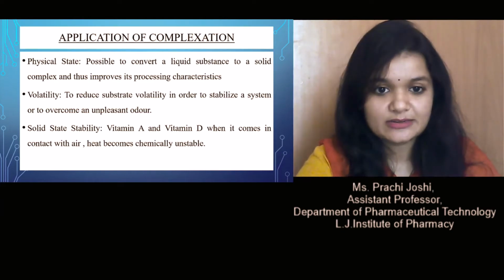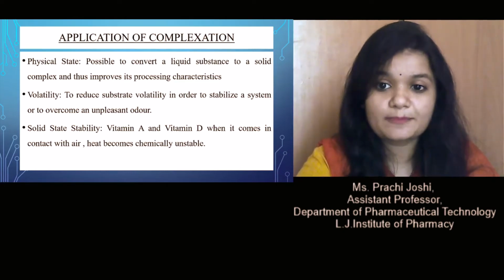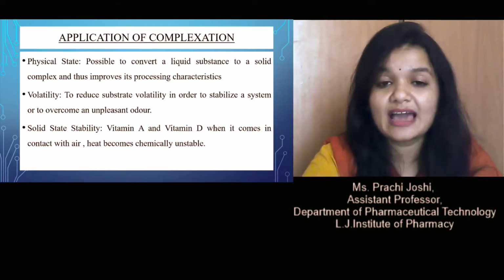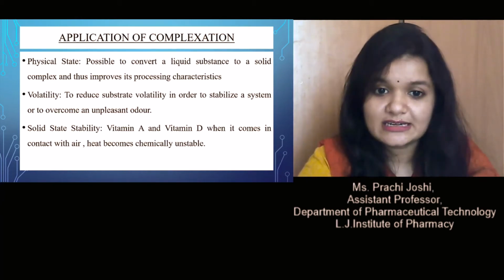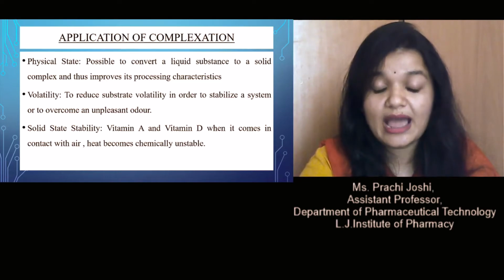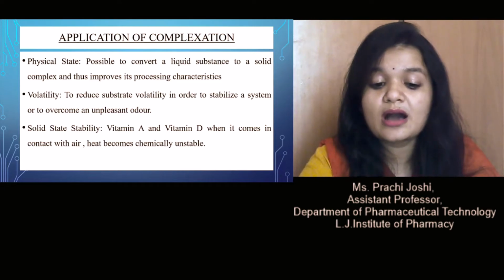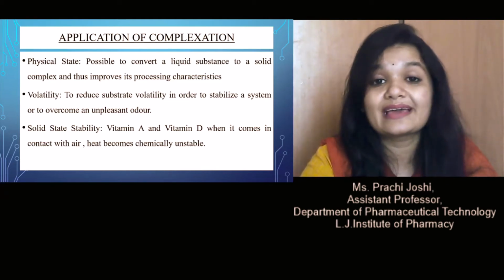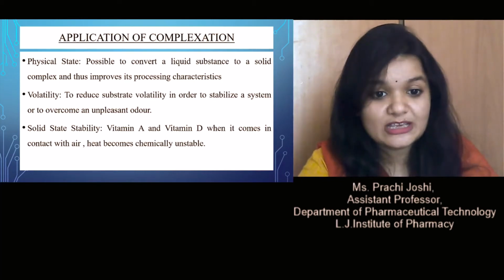Firstly, physical state. The possibility of converting a liquid substance to a solid complex, and thus improving its processing characteristics, is basically done in pharmacy. Secondly, volatility. If a substance is volatile in nature and you need to preserve it or increase its stability, we can make a complex out of it, and the unpleasant odor of volatile substances can also be protected by the complexation method.